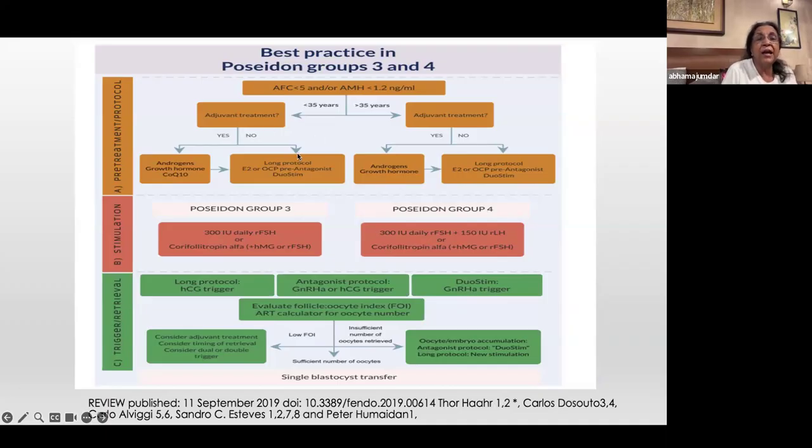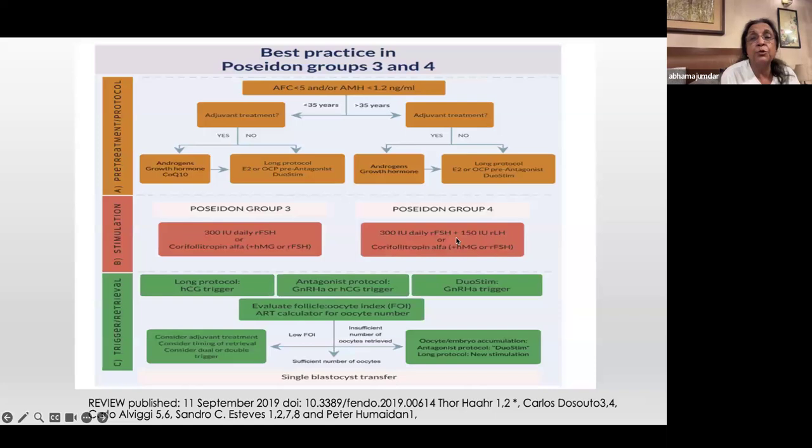If you don't want to give adjuvant treatment, like I don't give, then you can use either long protocol, or antagonist, where you use estradiol or OCP for the cohort formation. And you can also go for duostim. Here also it is absolutely the same. And the start dose for Poseidon 3 is 300 units of FSH, or corifollitropin, or FSH alone.